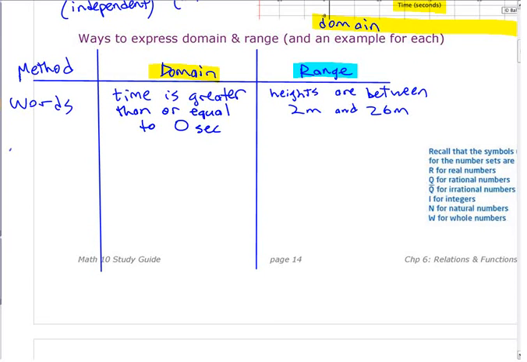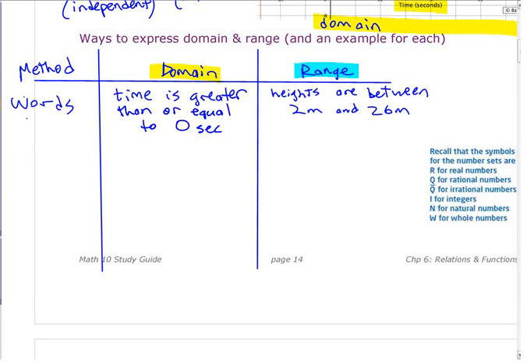Okay? Another way is with a number line. I'm going to put the word graphically here. With words is what you call verbally. You know the word verbally. With a number line is what you call graphically.